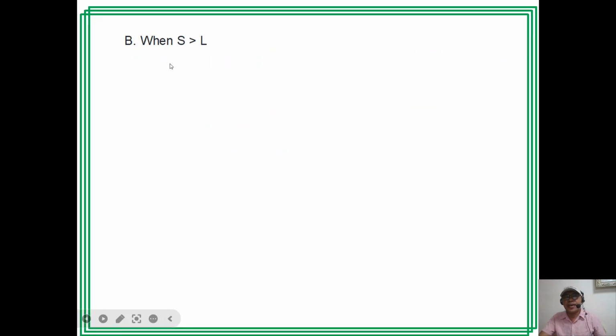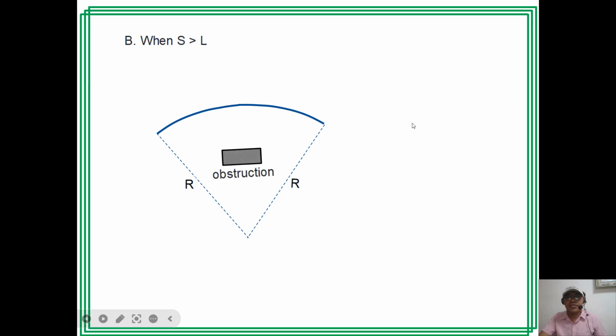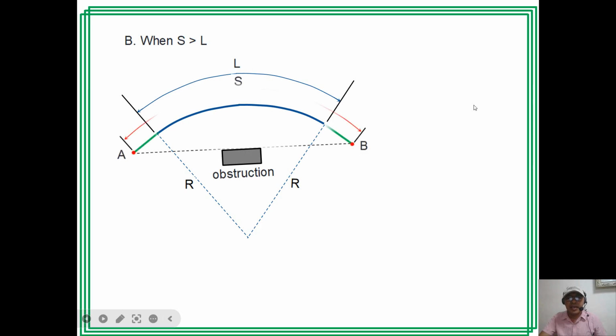So the second case is when S is greater than L. If this is our curve, again, assume this is at the center line of the highway curve. Then we have the radius R, and we have the obstruction. This is the length of the curve, and here we have the sight distance S, from the driver on the car at A to the object at P. And this is the value of M here.